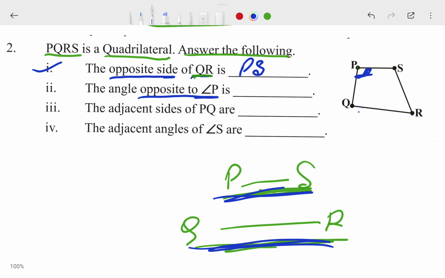If you see, just take a straight line. Okay. So where this angle P is meeting, it is meeting in the R. So what is the opposite line of the angle P? That is the R. So just write R.